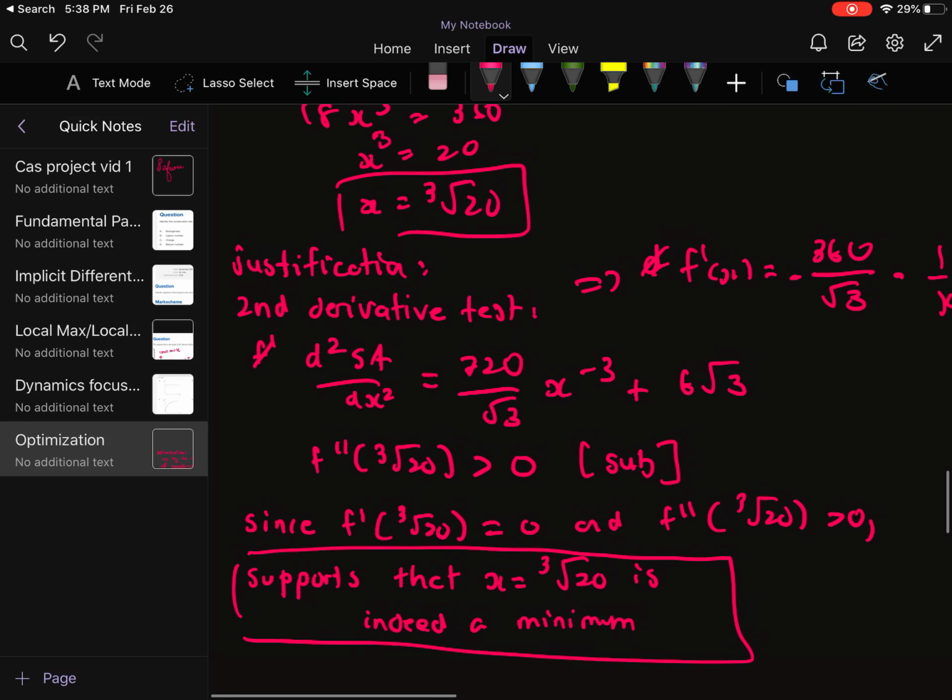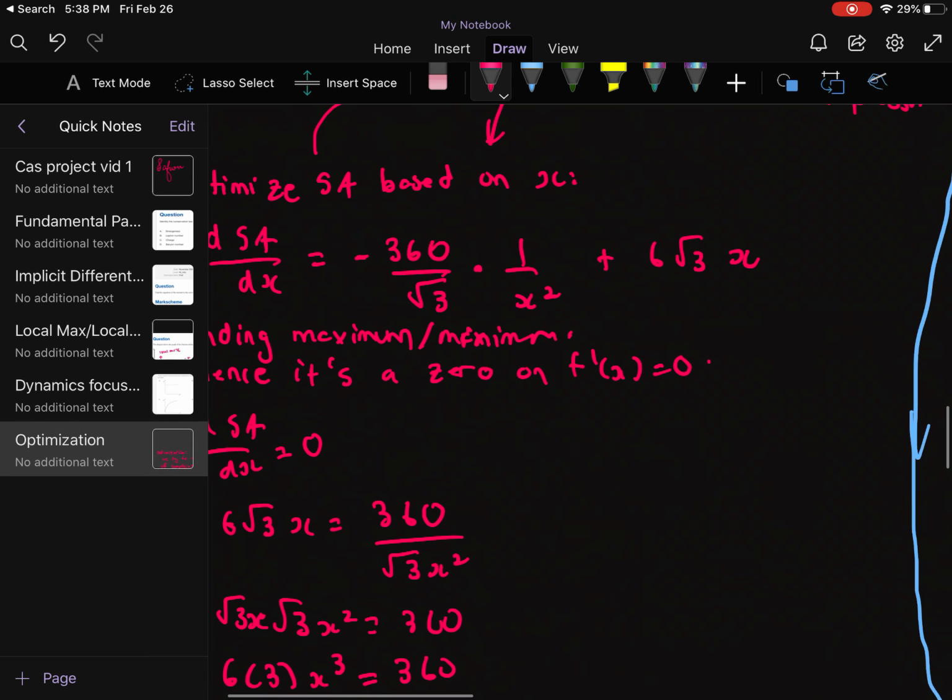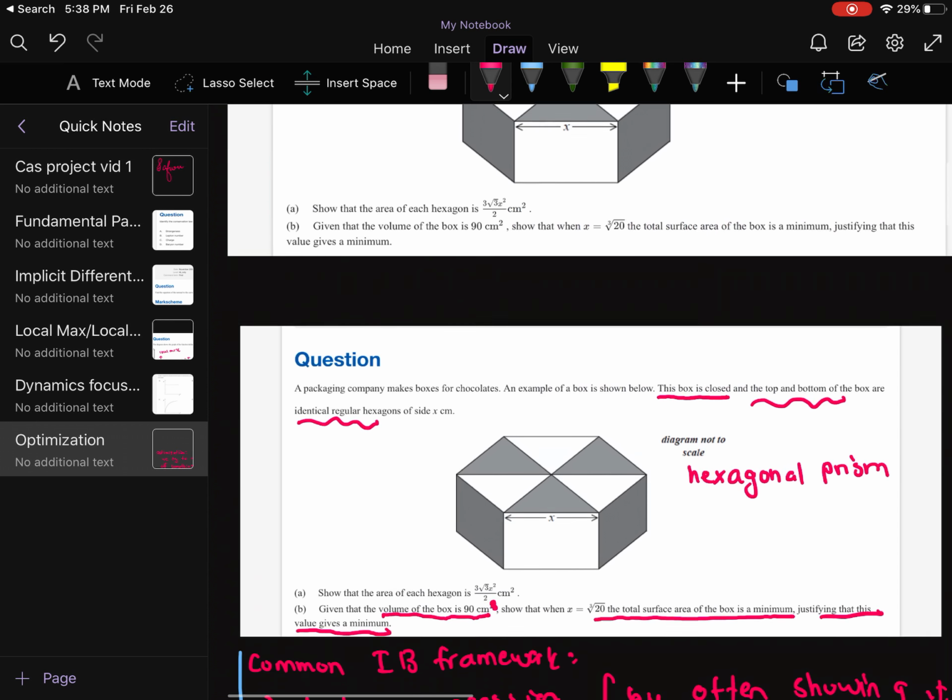So via substituting, and thus since f prime of cube root of 20 is equal to 0, and f double prime of cube root of 20 is more than 0, this supports that x is equal to the cube root of 20 is indeed a minimum. Hopefully that question was okay.